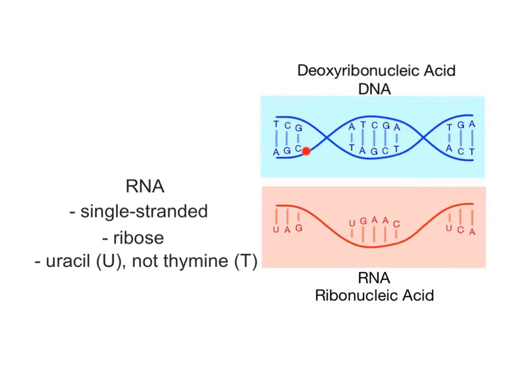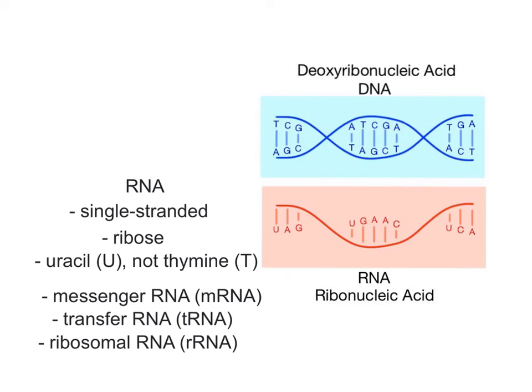RNA differs from DNA in several ways. RNA is single-stranded rather than double-stranded, like DNA. It contains a different pentose sugar called ribose. And RNA has a different pyrimidine base called uracil, symbolized by the letter U, which replaces the thymine found in DNA. Notice in the diagram there are no thymines in RNA, only uracils.